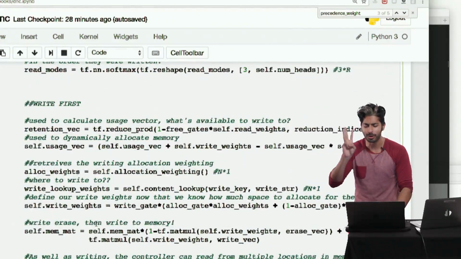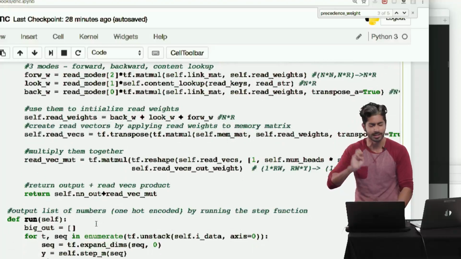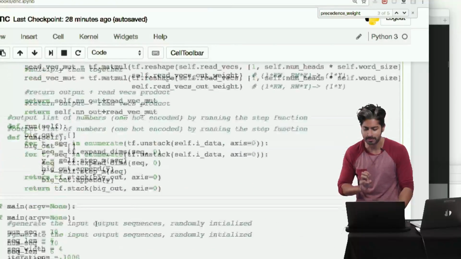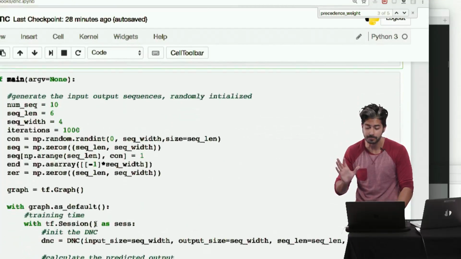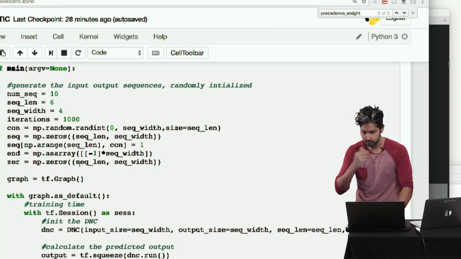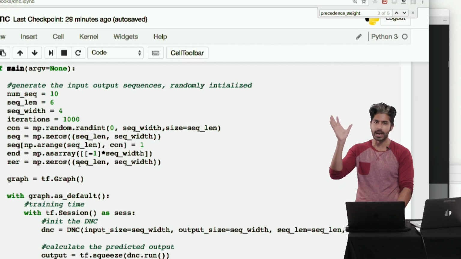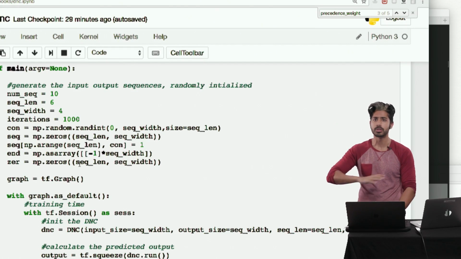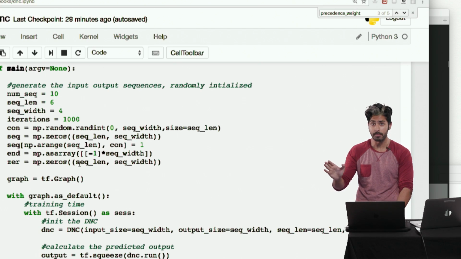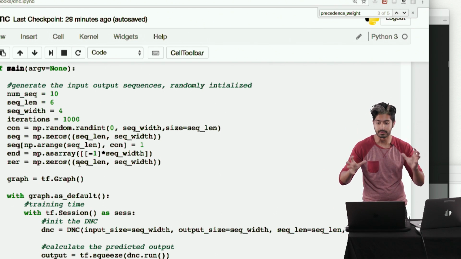Okay, so those are our three attention mechanisms. I know it's a lot to take in, but those are our three attention mechanisms. And now let's get to our main function, and we'll talk about how we can actually use this. We've defined everything. We've defined our attention mechanisms, our hyperparameters, our components of our differentiable neural computer, and now it's time for us to actually train this thing.